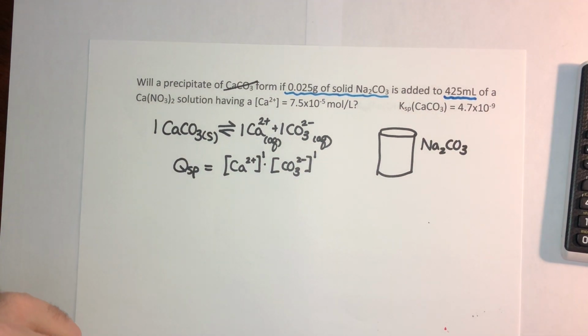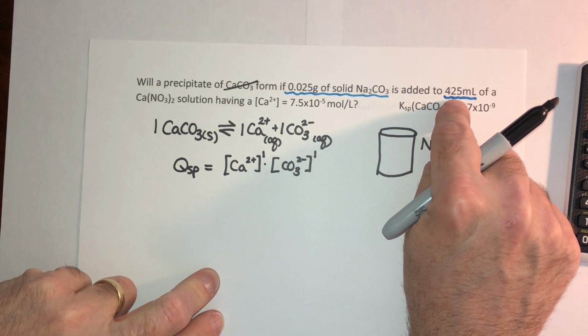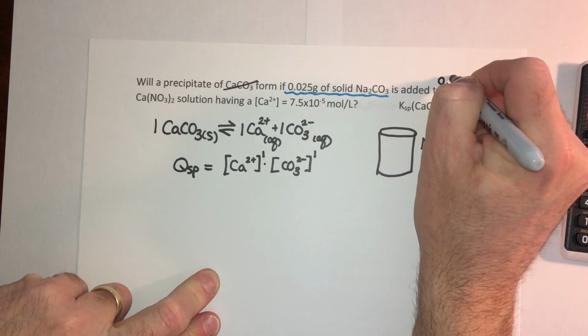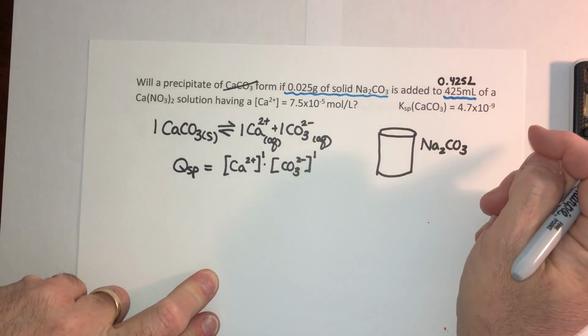Okay, in the last one, I gave it to you in liters, and we like liters. Liters are good. So we have to do a couple of things. First off, we need to change milliliters into liters. In order to change milliliters into liters, you divide by 1,000. So this would be 0.425 liters, right? Just divide it by 1,000.